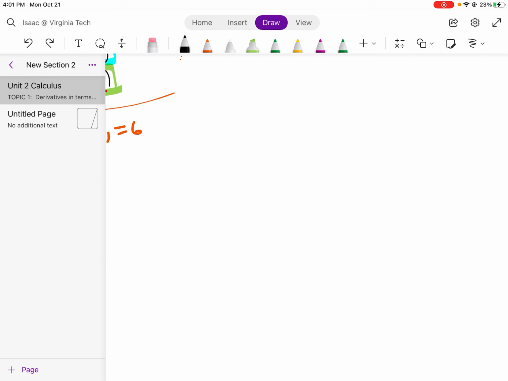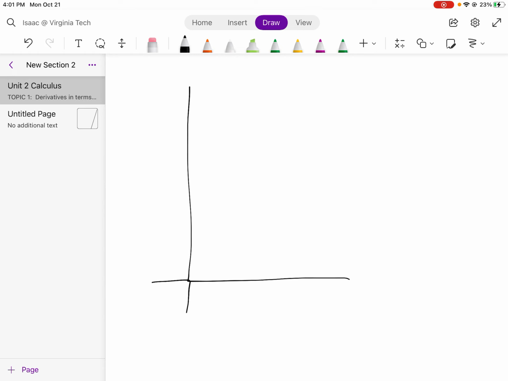I don't even need to do a full thing like that. Let's just only have one quadrant. So, okay. So this is our function.